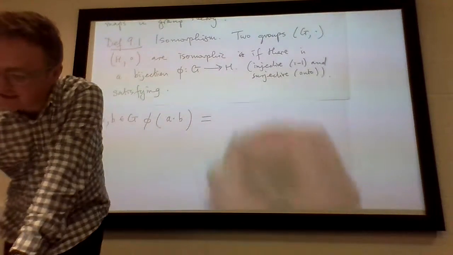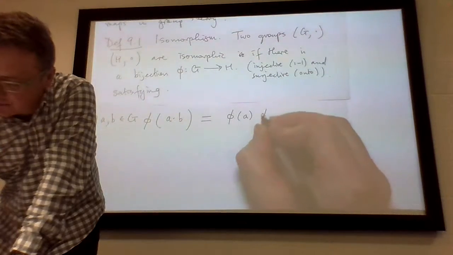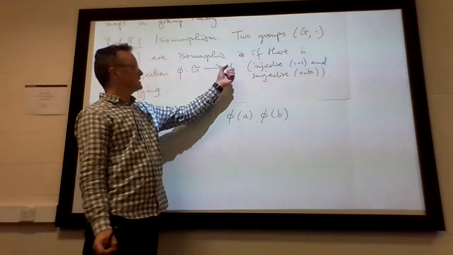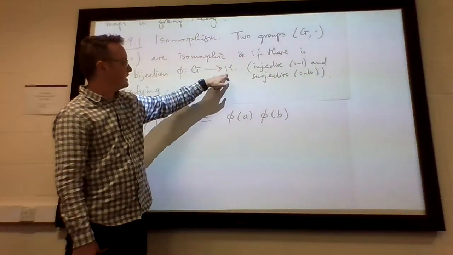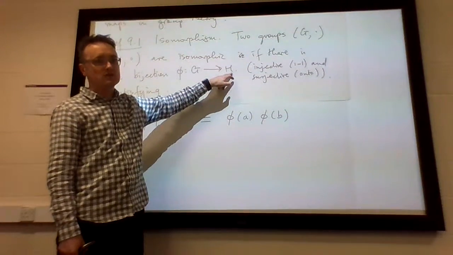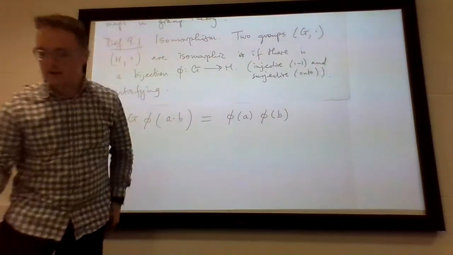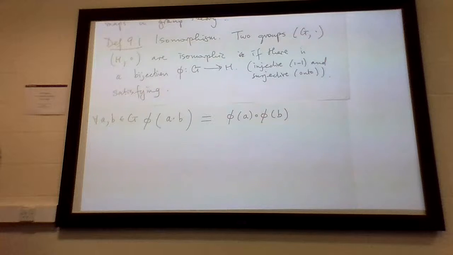We want this to be the same as first applying phi to each of the elements separately, and that takes you into the set H, because you've applied phi to A and B. So the value phi of A lives over here, and the value phi of B lives over here. And here the structure is to do with the operation circle. So we operate, multiply those two elements together.